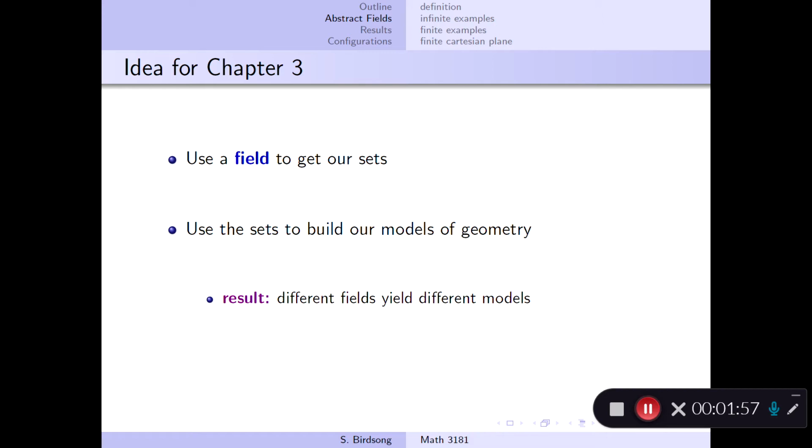The interesting thing about building your geometry as a Cartesian plane is you start with a different set of numbers, you then build it the exact same way, and you end up with a different geometry. Okay?